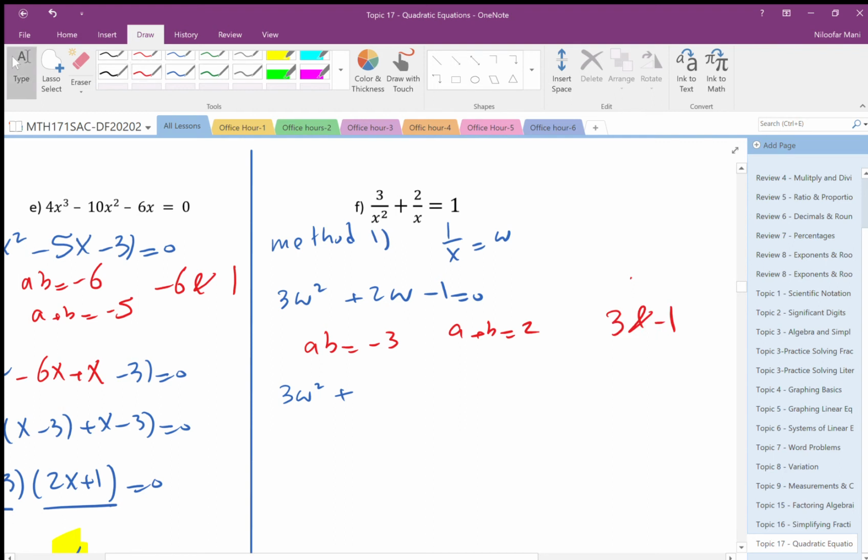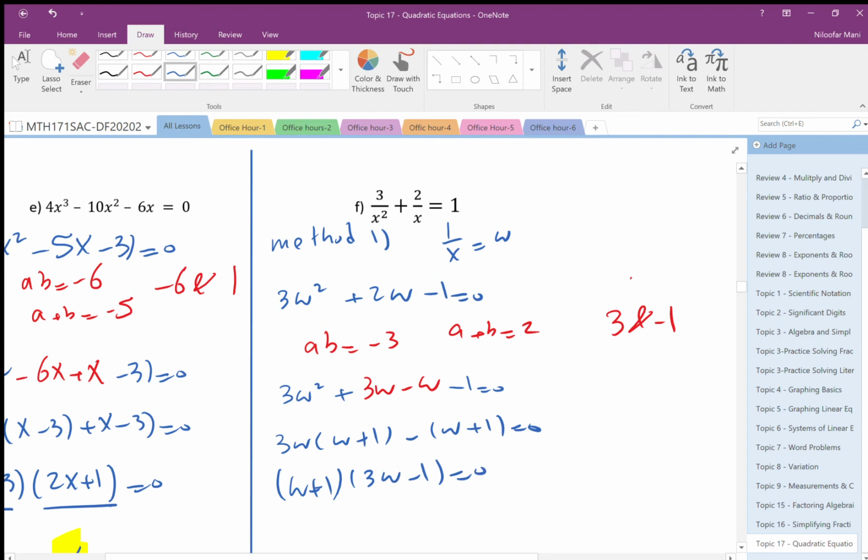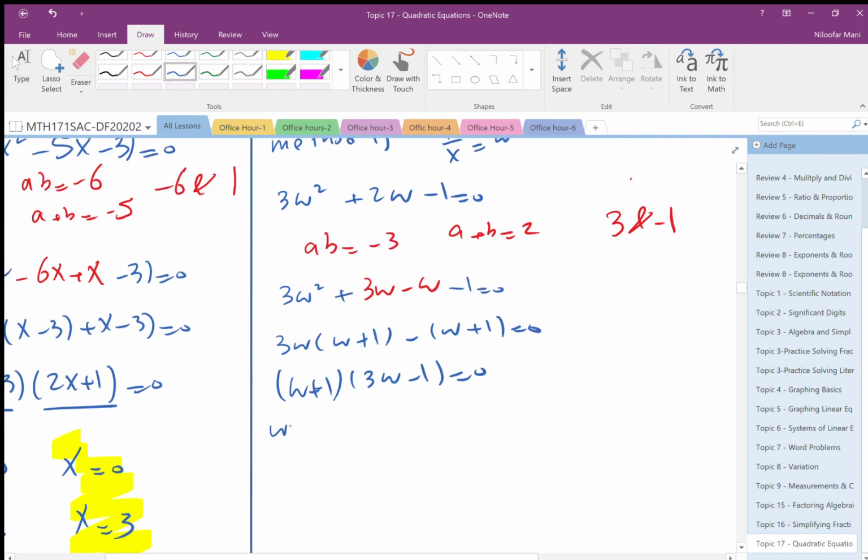So it is 3w minus w minus 1 equals 0. So it is that 3w multiple w plus 1 minus this equals 0. And w plus 1, 3w minus 1 equals 0. And w is minus 1. Okay, I do it step by step. So here, w plus 1 equals 0. So w is minus 1.